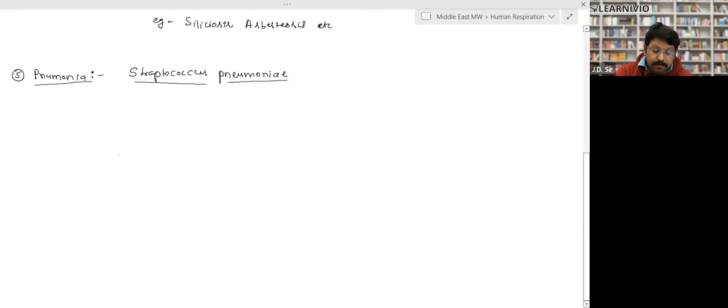Alveoli inflamed means the tightness or turgidity of alveoli decreases. Alveoli inflamed, and most of the space is filled with fluid and dead WBC. Full stop.